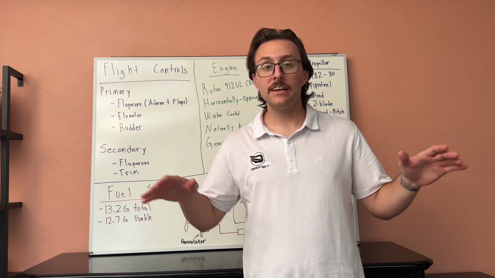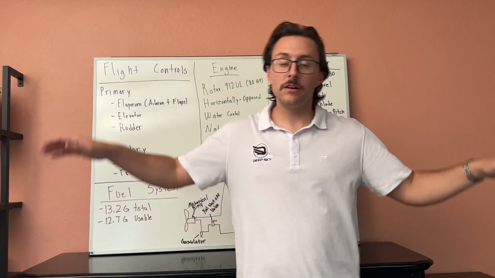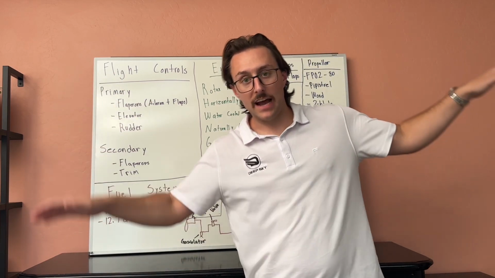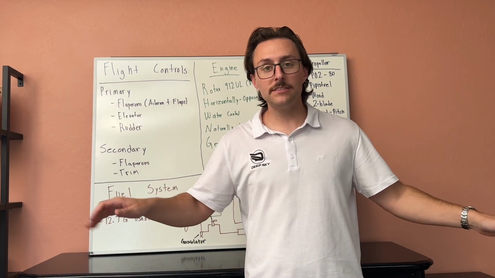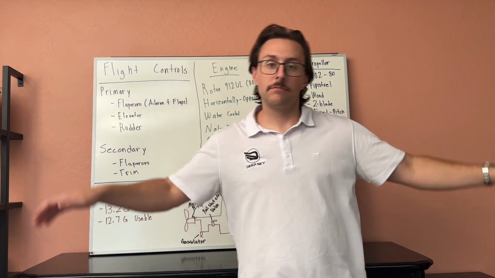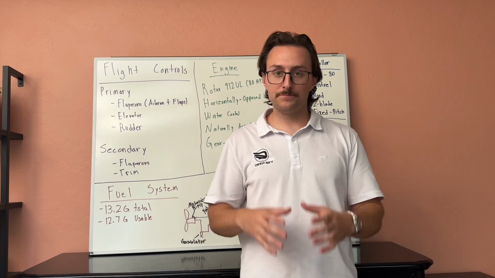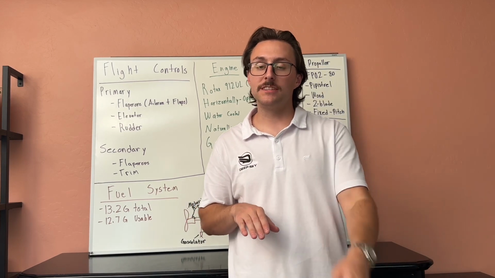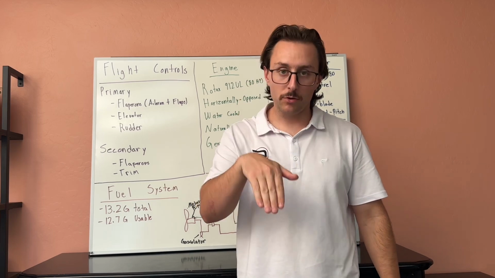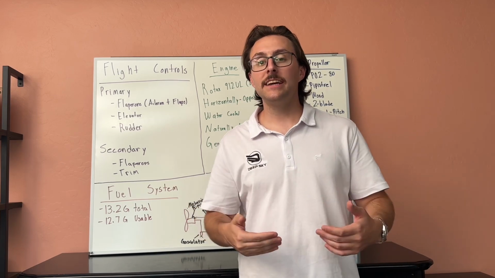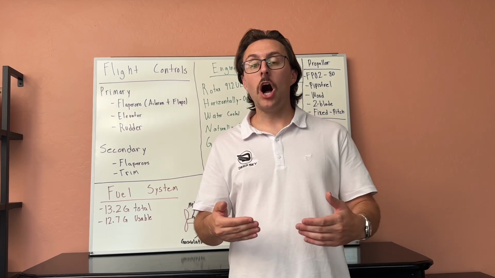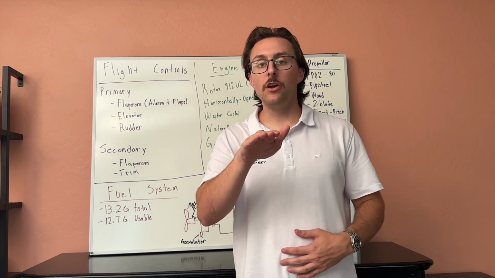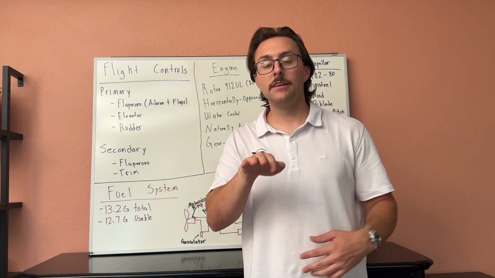Your ailerons control your roll of the aircraft, which is side to side. As you move the stick, the wings will move. Next is going to be your elevator. So as you pull the stick back or push the stick forward, the nose is going to move up or the nose will move down. And lastly, your rudder controls your yaw. So this is going to be movement of the nose from right to left.